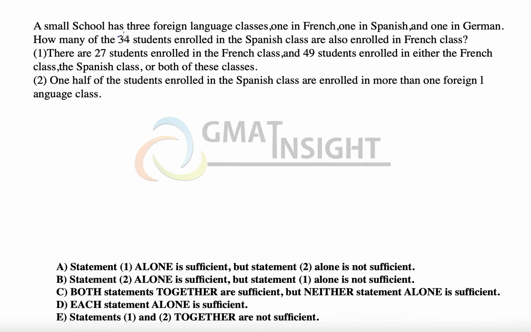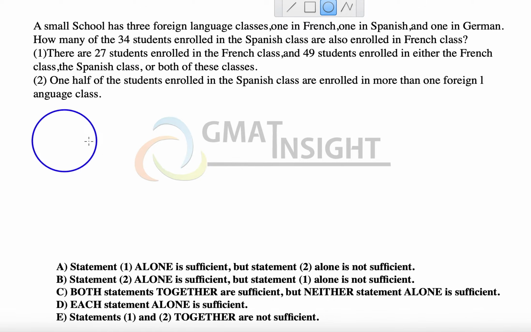A small school has three foreign language classes, one in French, one in Spanish, and one in German. Alright, so it basically looks like a three set question. How many of those 34 students enrolled in the Spanish class are also enrolled in the French class? So let me just quickly make the three sets here.